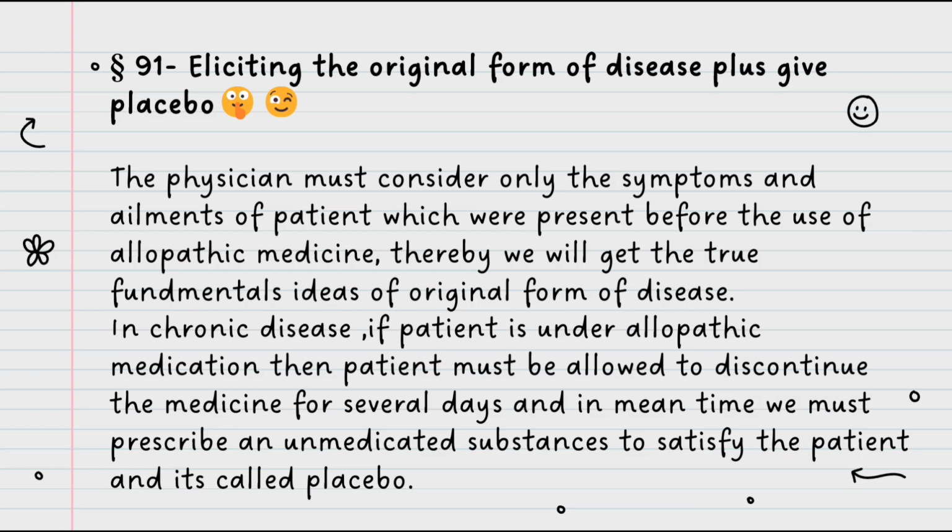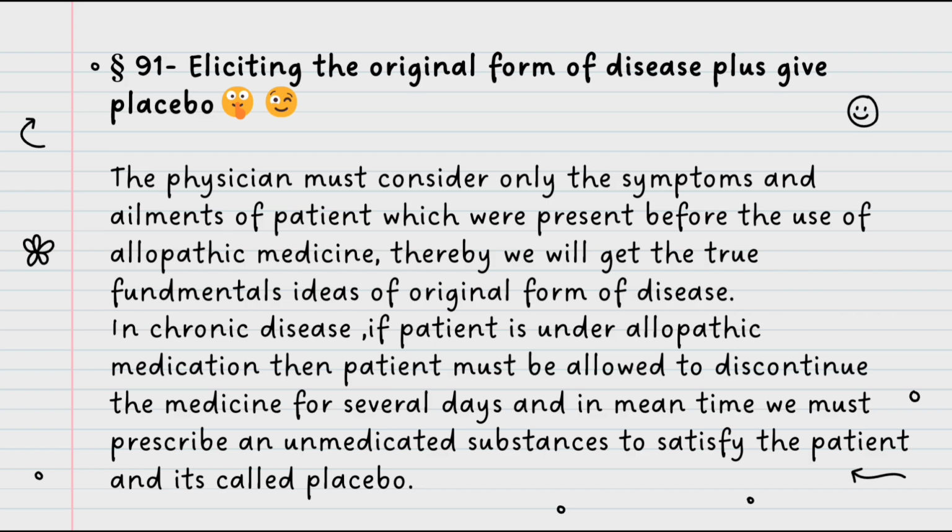But in chronic disease, if the patient is under allopathic medicine, then the patient must be allowed to discontinue the medicine for several days. And in the meantime, we must prescribe an unmedicated substance to satisfy the patient, and it is called placebo. So that is what is called a placebo.